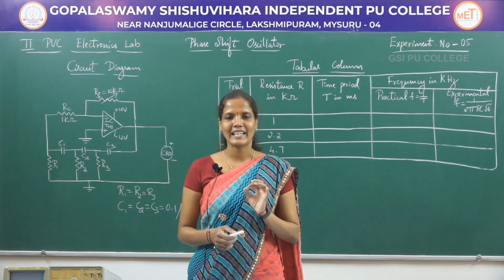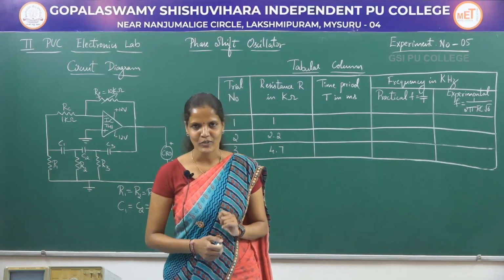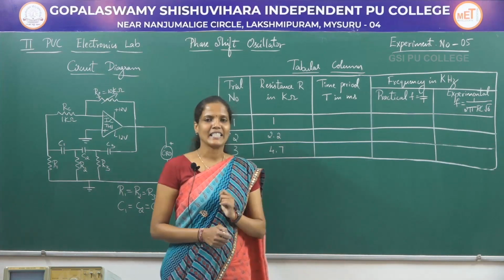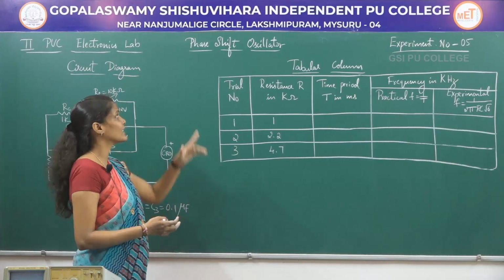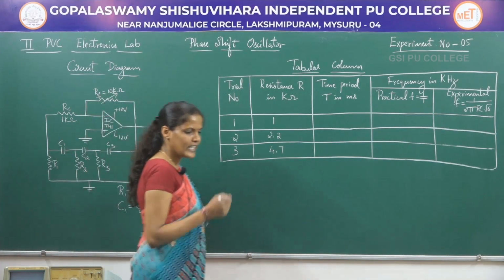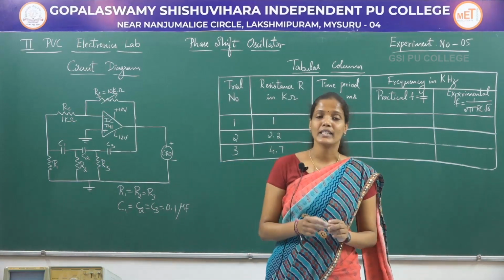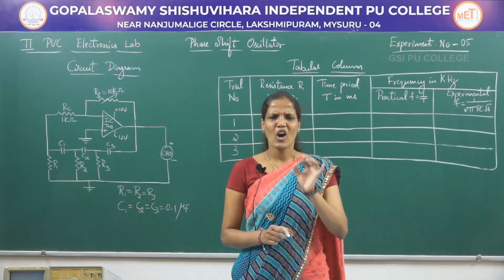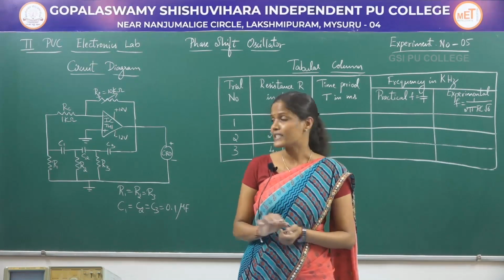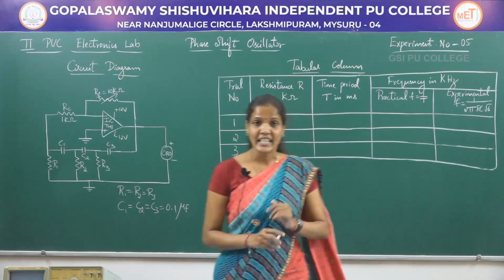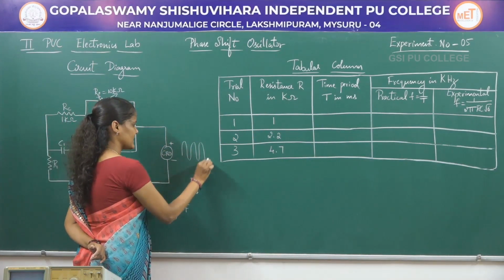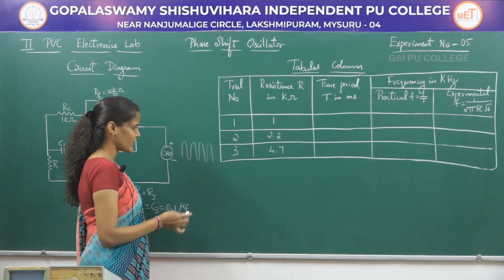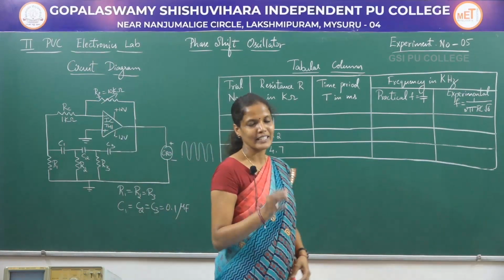This is the online lab session of second PUC electronics syllabus. In this session, we'll be dealing with the next experiment, that is the next oscillator circuit, phase shift oscillator. In the last experiment, we dealt with the Colpitts oscillator. Oscillators are nothing but circuits which generate electrical oscillation. Electrical oscillating signals that are generated by a circuit itself is called an oscillator.